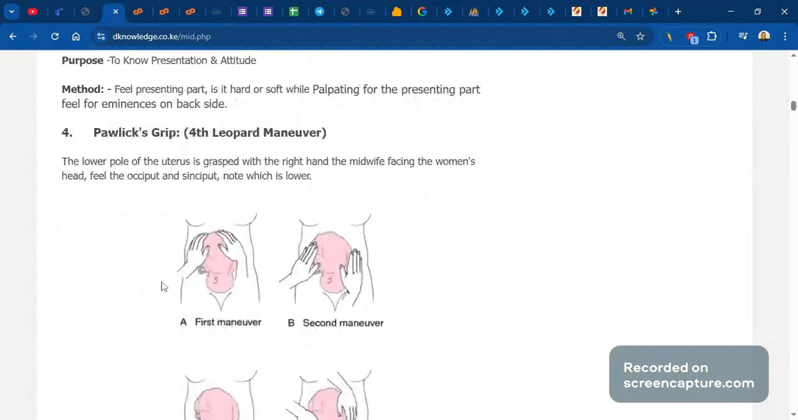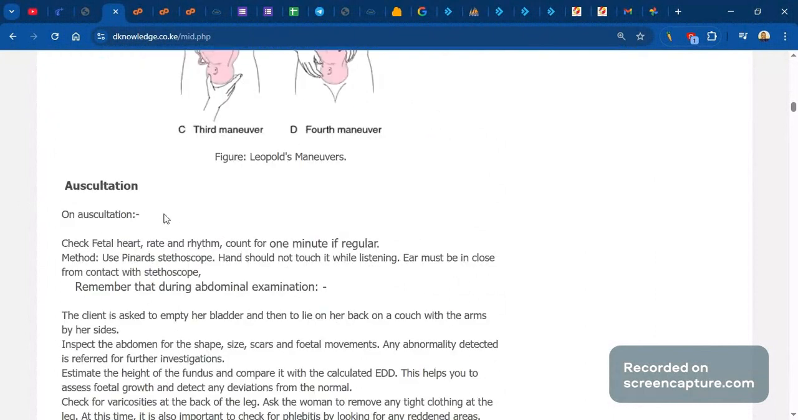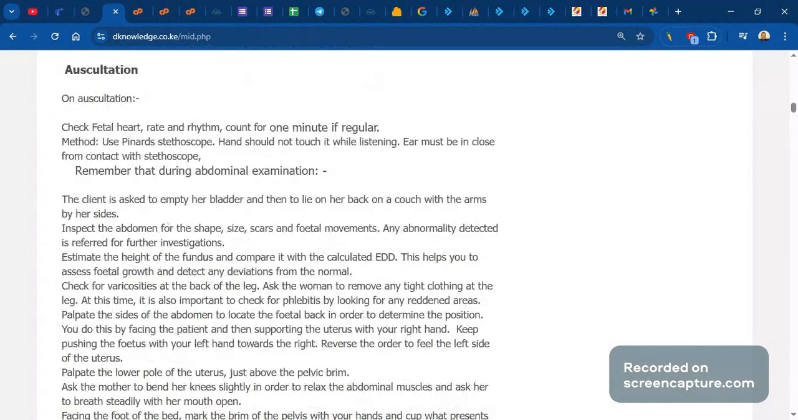We even did the Pawlik's grip, which was the fourth Leopold maneuver, which I told you the lower pole of the uterus is grasped with the right hand, the fingers facing the woman's head, and then feel the occiput and sinciput, to note which one is low. Okay. So today we're going to check on auscultation.